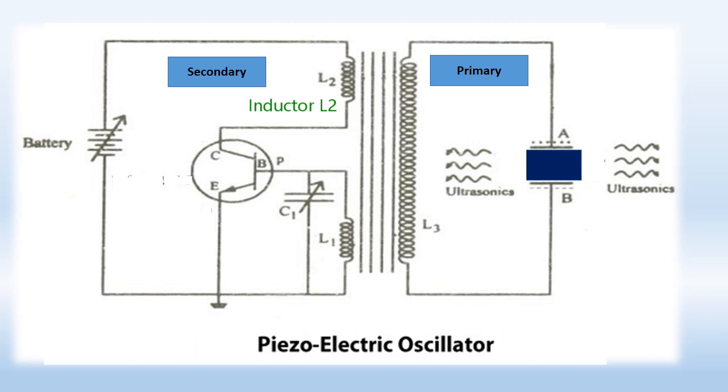The coil L1 and variable capacitor C1 form the tank circuit of the oscillator. When the battery is switched on, the oscillator produces high frequency alternating voltage with a frequency f = 1/(2π√(L1C1)). Due to transformer action, an oscillatory EMF is induced in the coil L2. This high frequency alternating voltage is fed to the plates A and B. Inverse piezoelectric effect takes place and the crystal contracts and expands alternately.